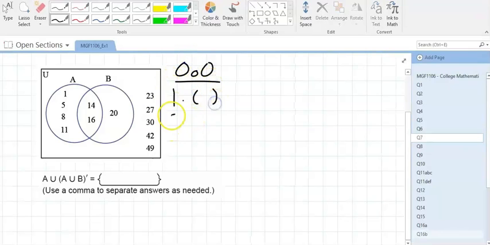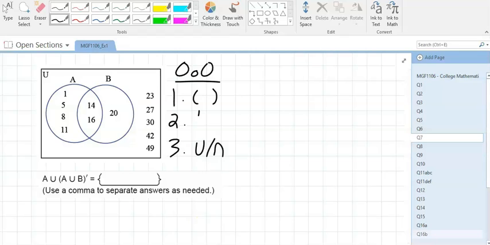Start with parentheses. Take care of complements. Then deal with your unions and your intersections. So, do we have parentheses? Yes. Then we're working inside there. Inside my parentheses, do I have any complements? No, the complement's on the outside over here, so don't worry about that yet. But I will take care of the union in here.